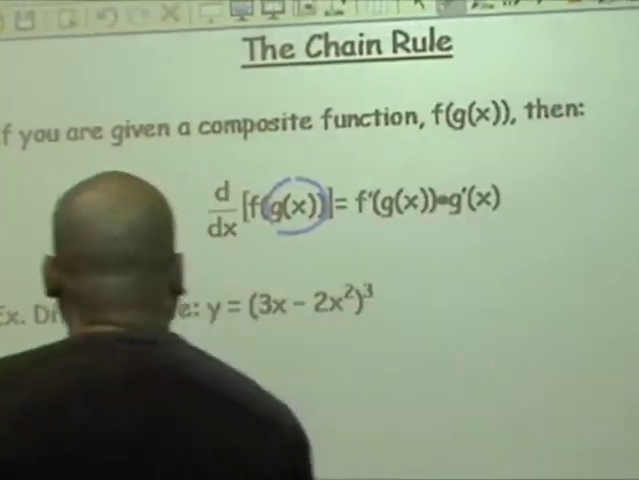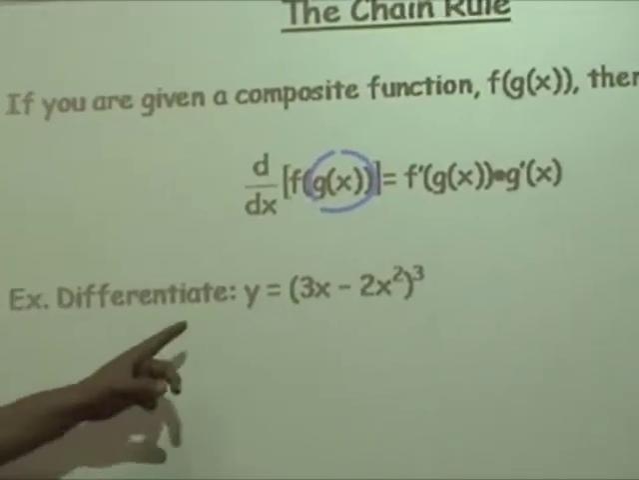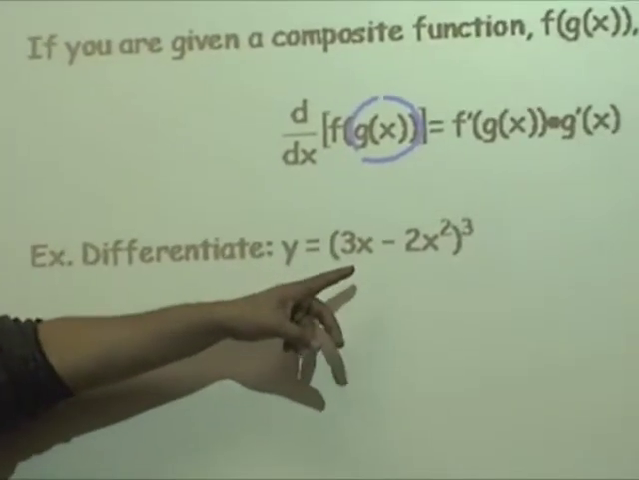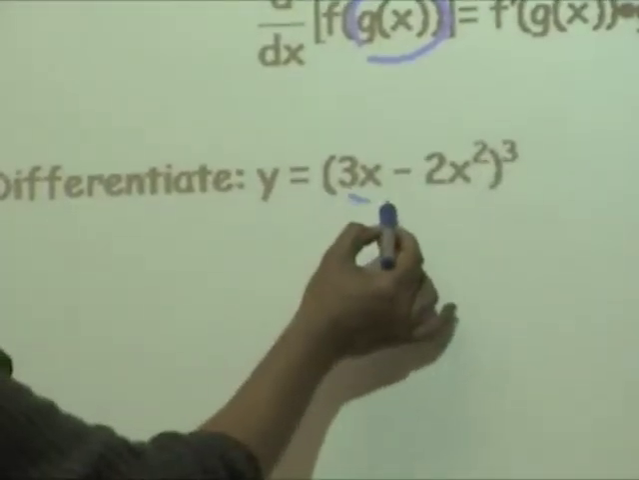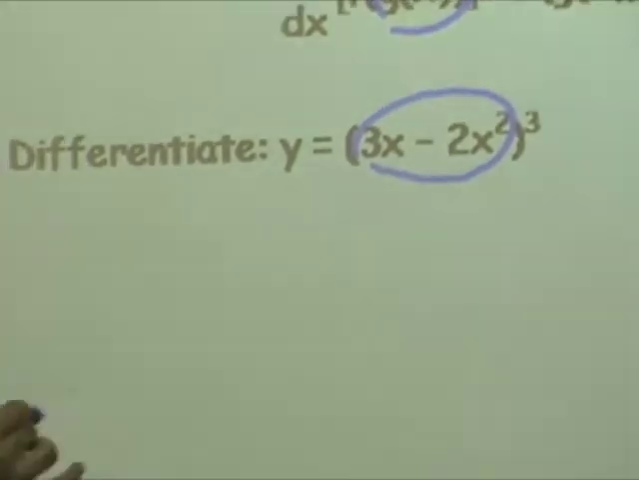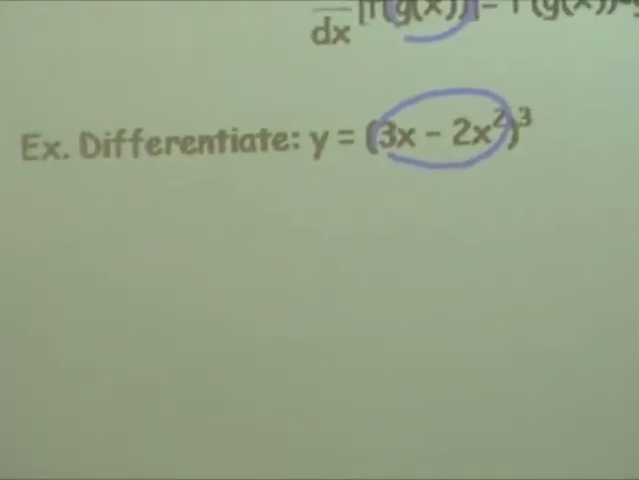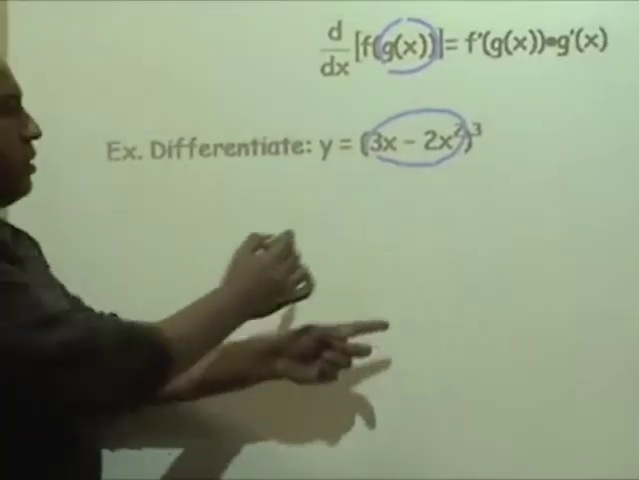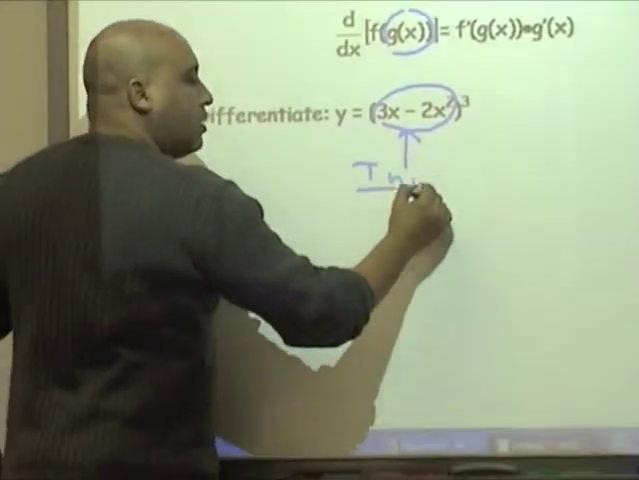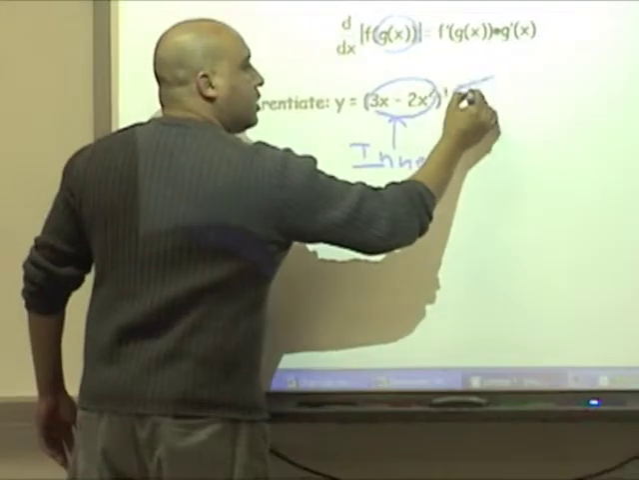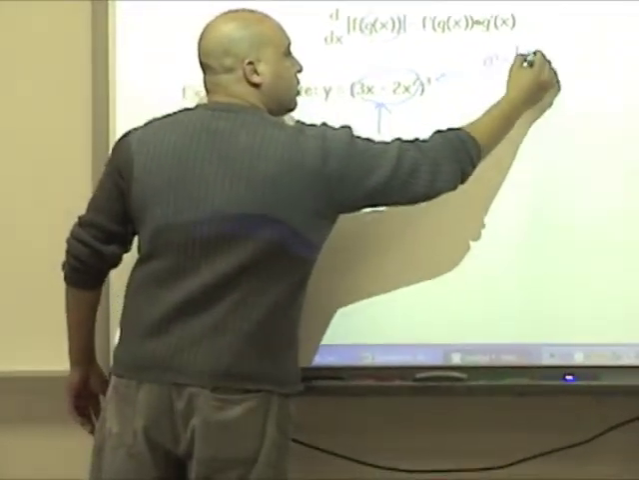For example, if I look at this example, y equals (3x minus 2x squared) to the third, I see that 3x minus 2x squared is inside the cube function. So my inner function will be 3x minus 2x squared. This is the inner function. And then the cube will be the outer function.